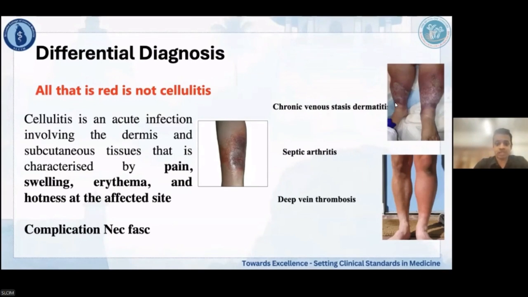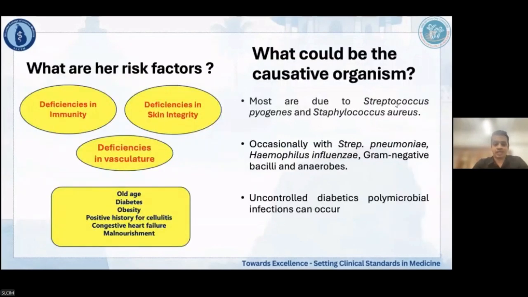But mind you, all that is red is not cellulitis. Your patient might have chronic venous stasis dermatitis, as you can see on the right side, or this could be skin over a septic joint, or this patient may have a deep vein thrombosis. So whenever you are seeing patients with possible cellulitis, you need to keep the differential diagnosis in mind as well.